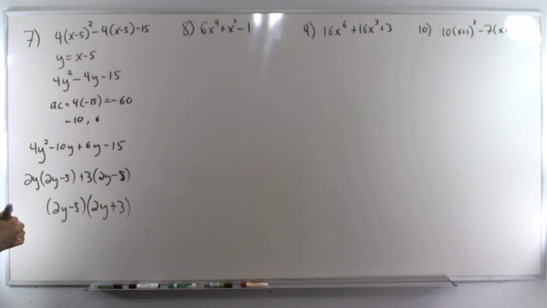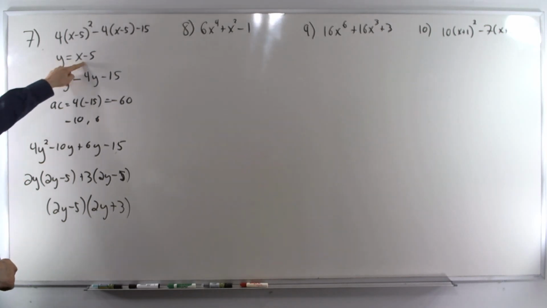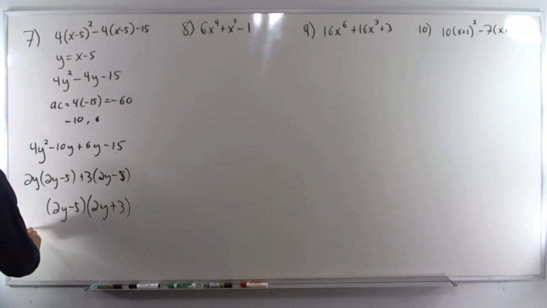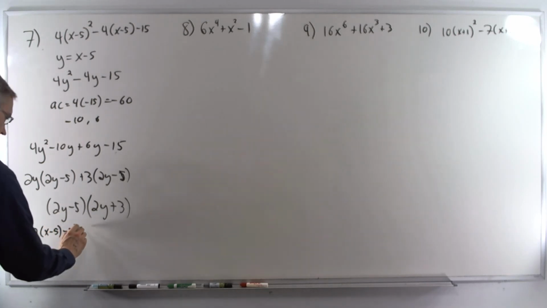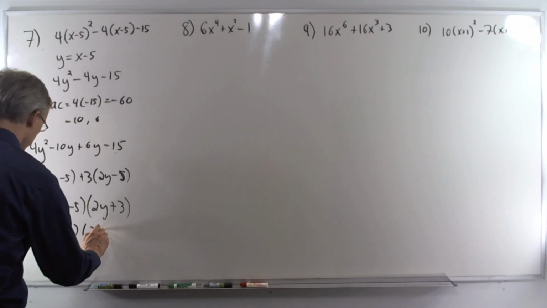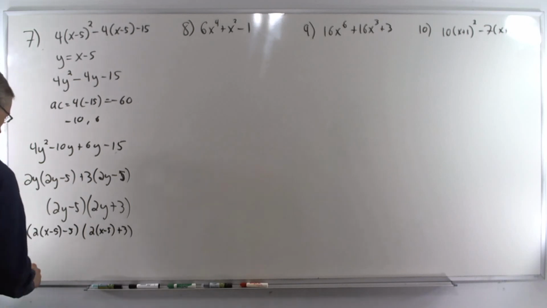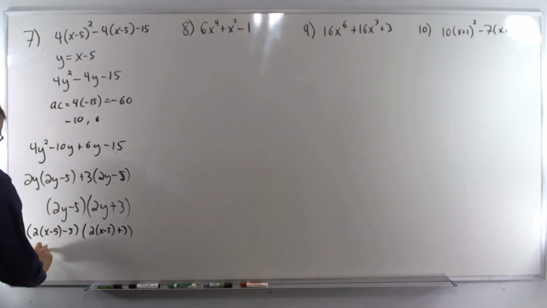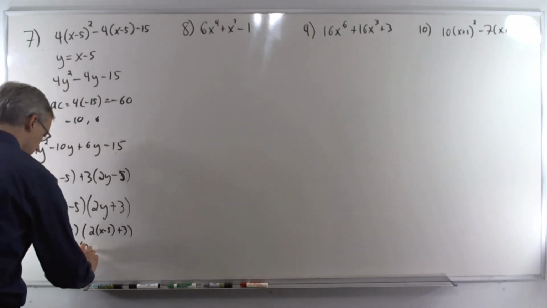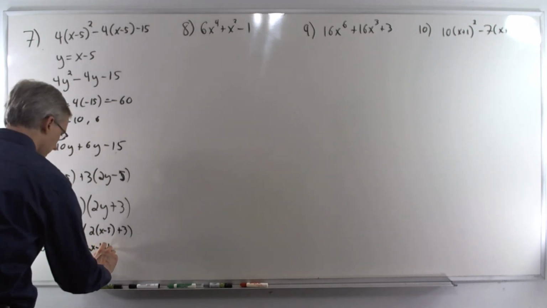All right, now we need to back substitute. So everywhere I see a y, I'm going to plug in x minus 5. So that gives us 2 times, and make sure you put this in parentheses, we have to distribute in. All right, x minus 5 minus 5. And then over here we got 2 times x minus 5 plus 3. Distributing gives us 2x minus 10 minus 5. 2x minus 10 plus 3.